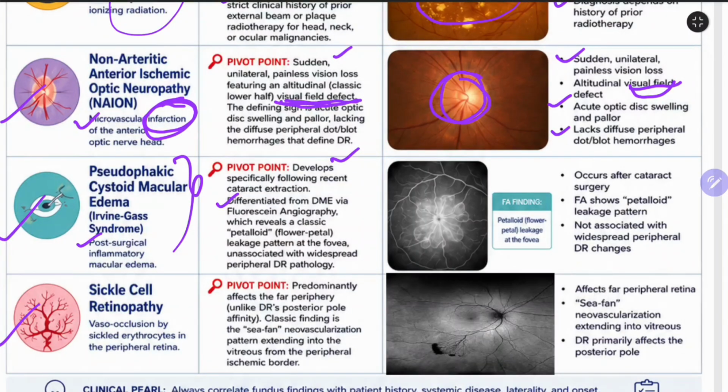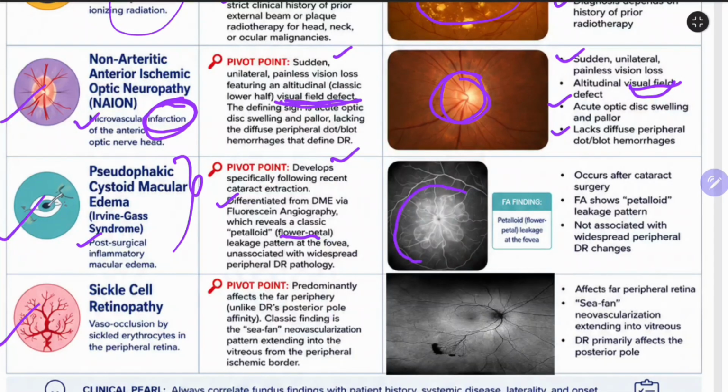A patient after cataract extraction presenting with macular edema has pseudophakic cystoid macular edema. It is differentiated from DME via fluorescein angiography, which reveals a classical petaloid, flower petal leakage pattern at the fovea, unassociated with widespread peripheral diabetic retinopathy pathology.